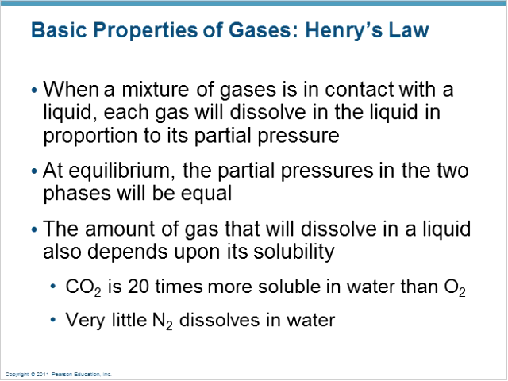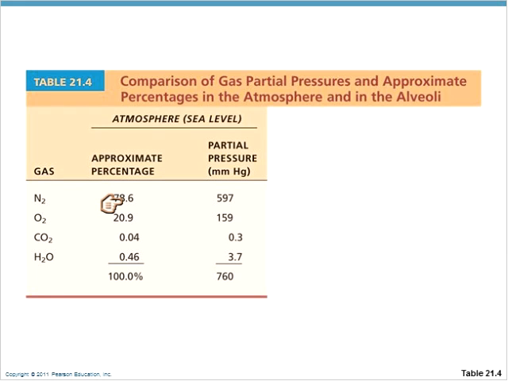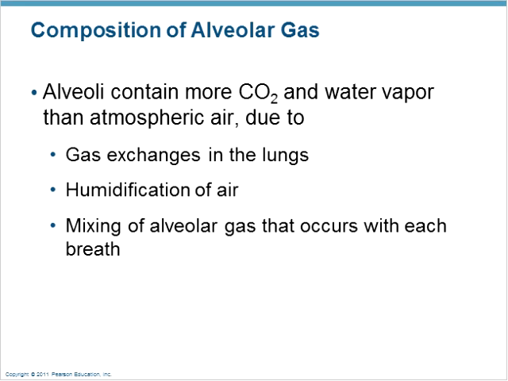Henry's law says that when a mixture of gases is in contact with a liquid, each gas will dissolve in the liquid in proportion to its partial pressure. At equilibrium, the partial pressures in the two phases will be equal, so ultimately it'll all equal out. The amount of gas dissolved in the liquid also depends on its solubility. CO2, carbon dioxide, is 20 times more soluble in water than oxygen, and very little nitrogen dissolves in water. So when you see that most of the air is nitrogen, it's really an inert gas as far as we're concerned.